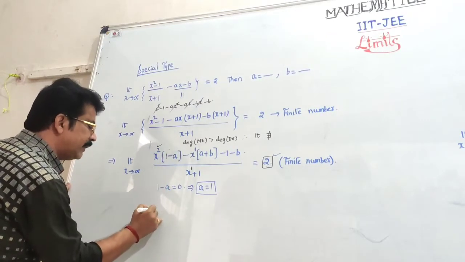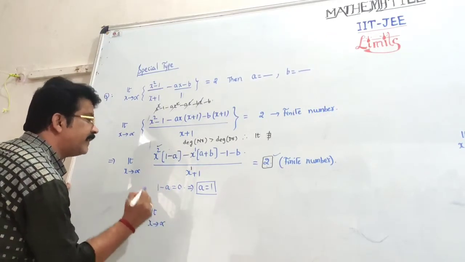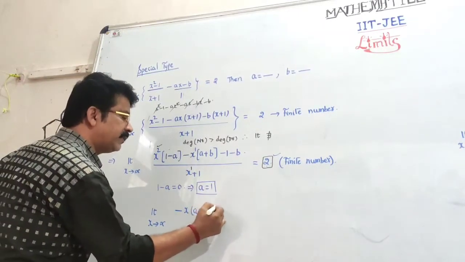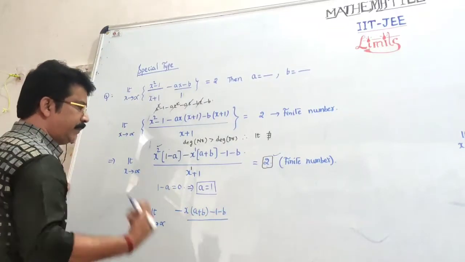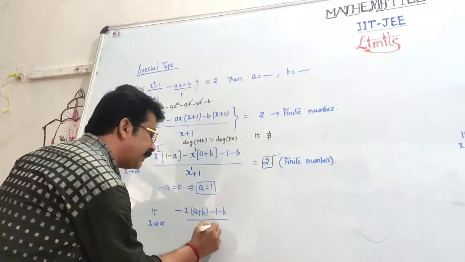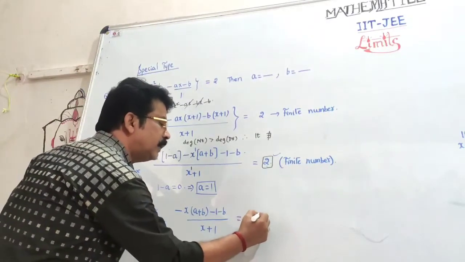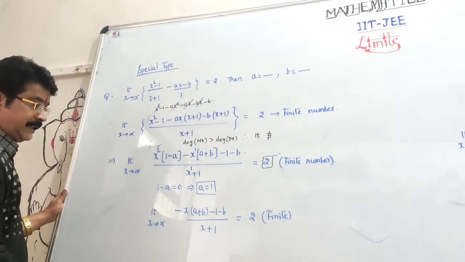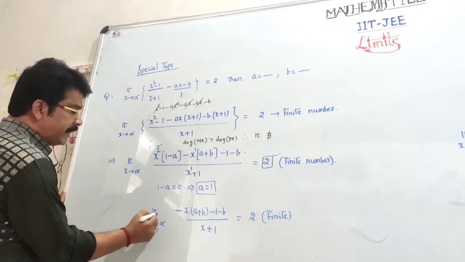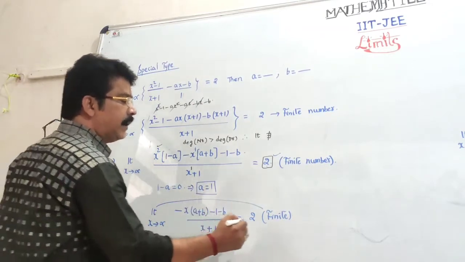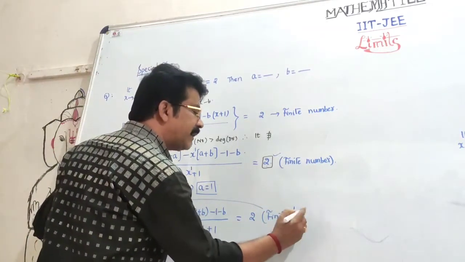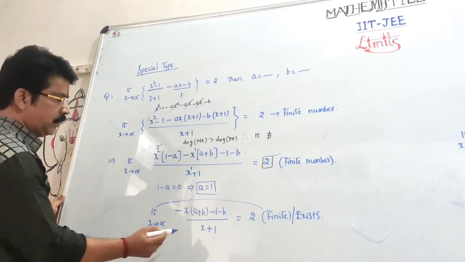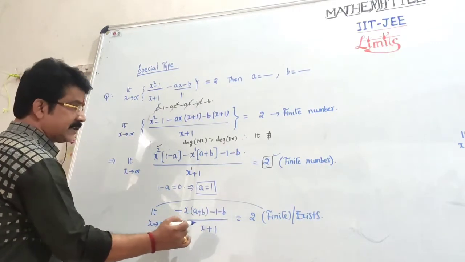Next, it means limit x tends to infinity of minus x into (a plus b minus 1) minus b, whole divided by x plus 1. Of course, it is 2, which means it is a finite number. So the limit exists here. It is a finite number and it exists.